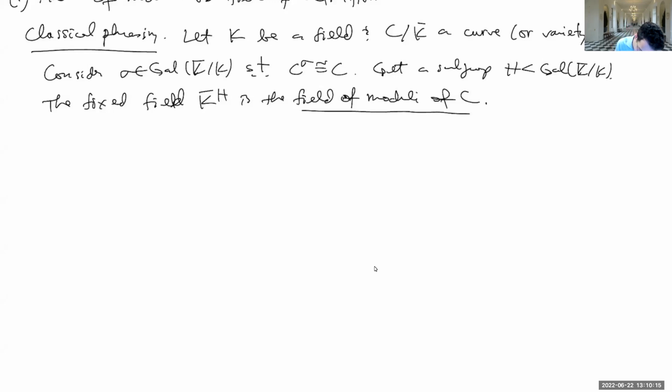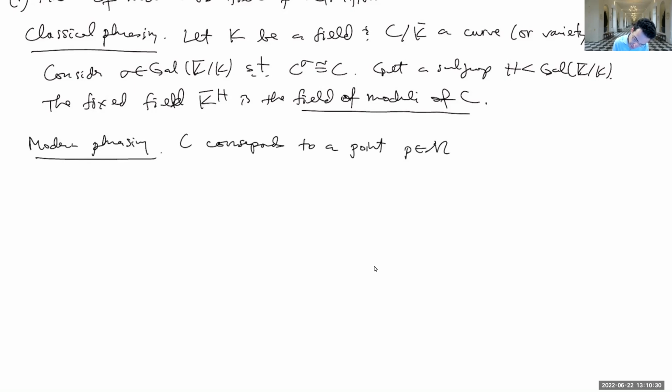Let me see what the modern phrasing is of this. At least in this context of curves, this curve C corresponds to a point, so to speak, in M. Remember, this curly M is the stack of curves. And let's just assume the genus is at least 2, the funny business is not important. And now there's a coarse space. Let's call it pi from curly M to Roman M.